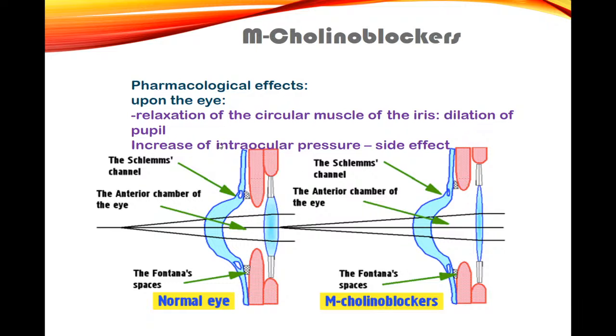But besides photophobia, dilation of pupil, mydriasis, promotes increase of intraocular pressure. This is side effect. That is why M-cholinoblockers principally are contraindicated in patients with accompanied disease of the eye, glaucoma. For patients with glaucoma, these drugs are contraindicated.